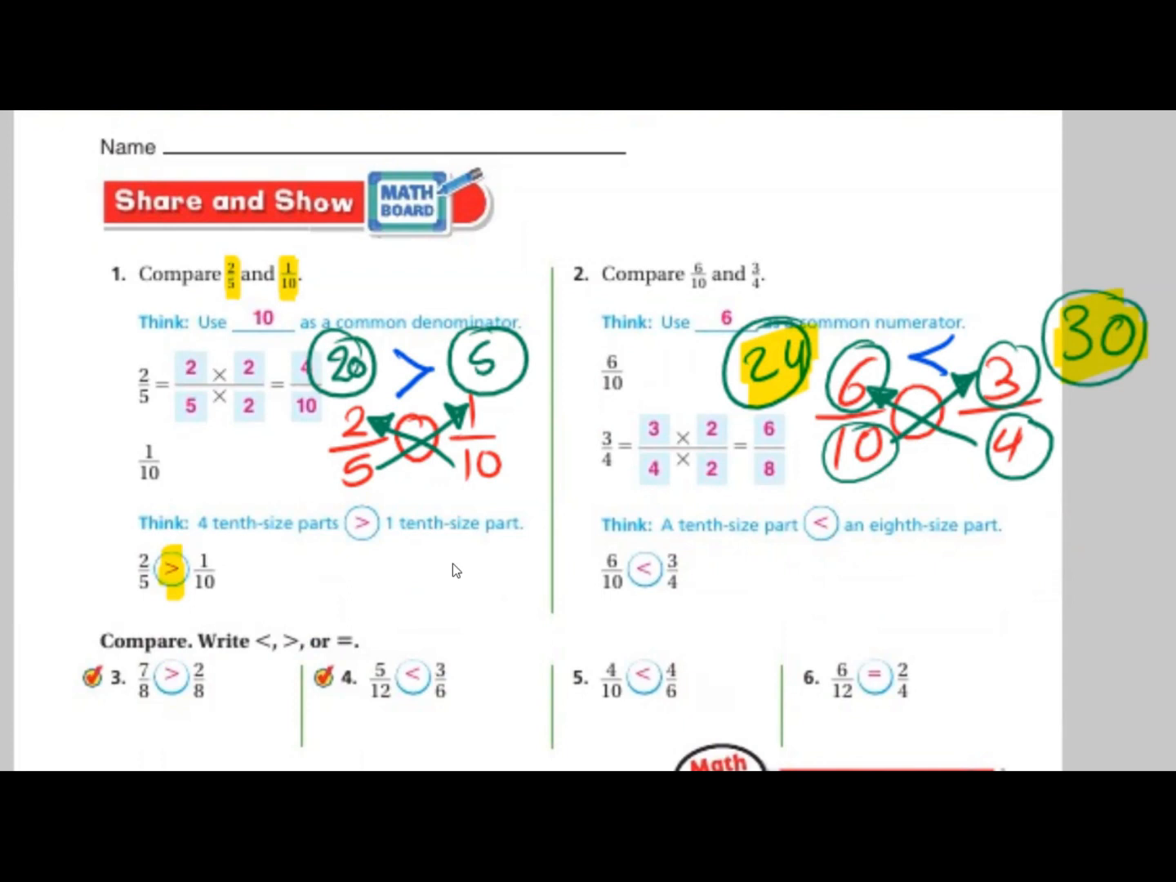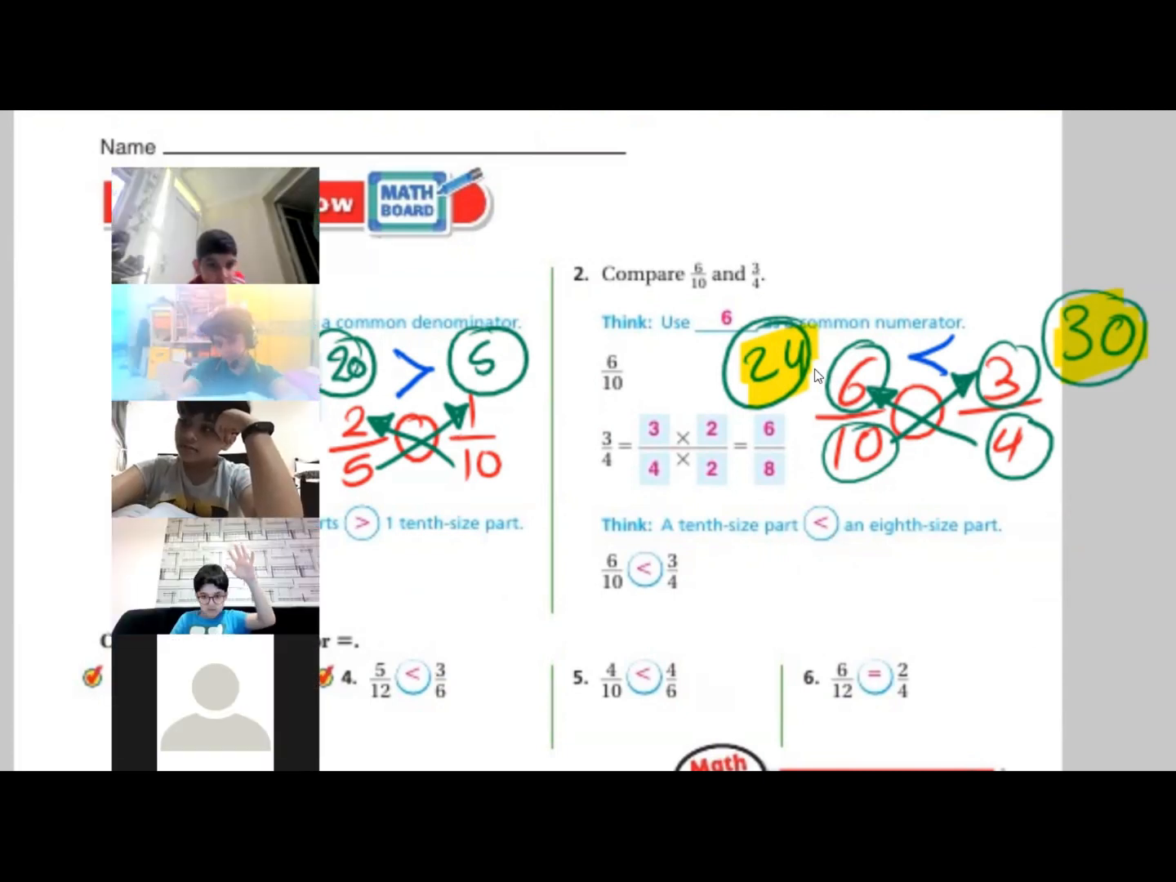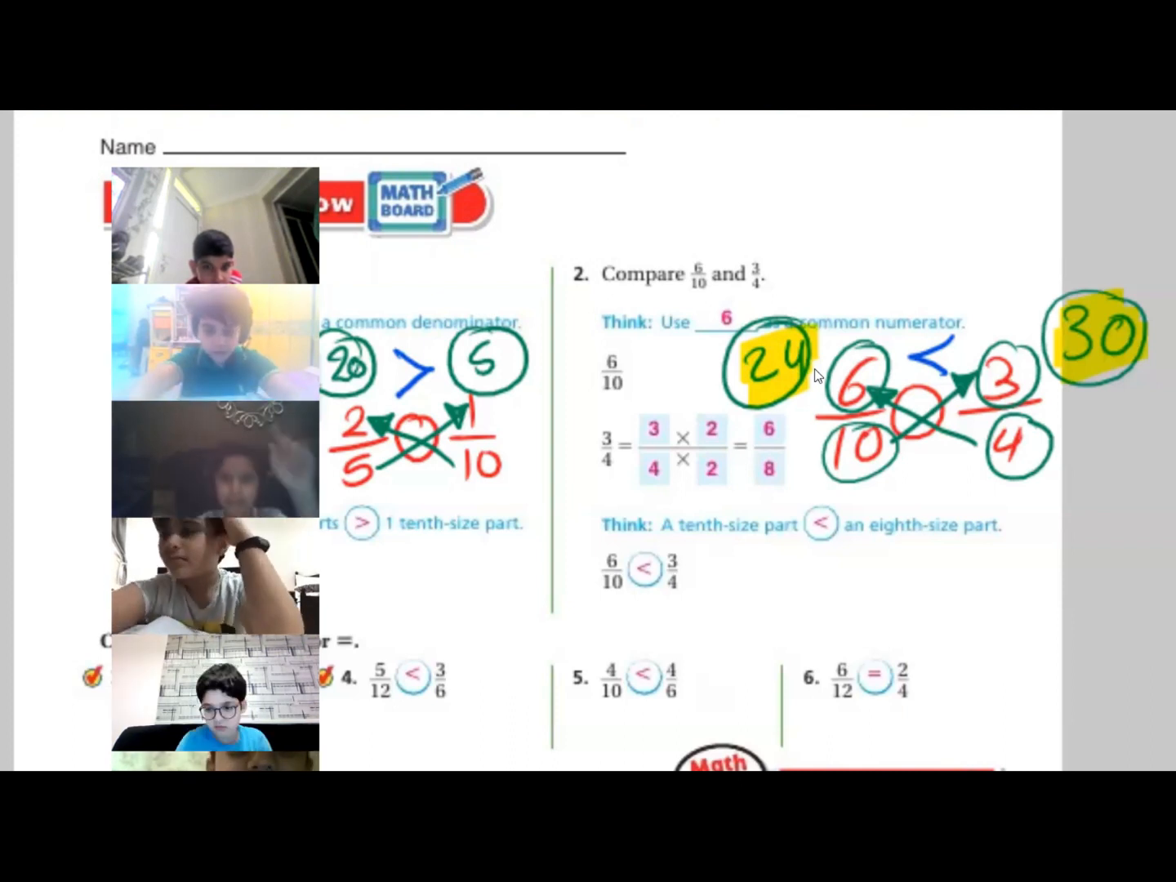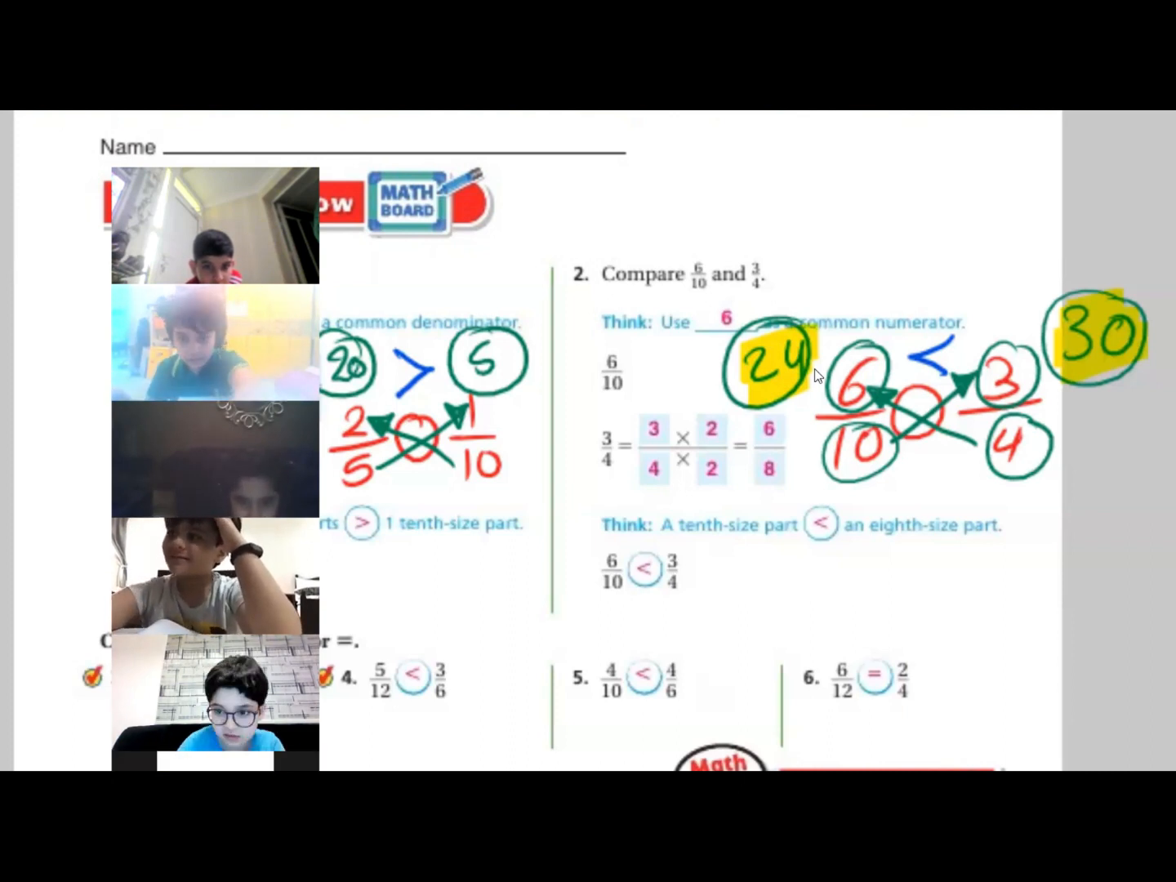Okay, so the next one, number 3, who can help? Number 3, Ali Dawood. Where is Ali Dawood? I can't find him. Who can see Ali Dawood? Is there anyone named Ali Dawood? Yes. With the yellow one. Yes. Nice t-shirt, man.